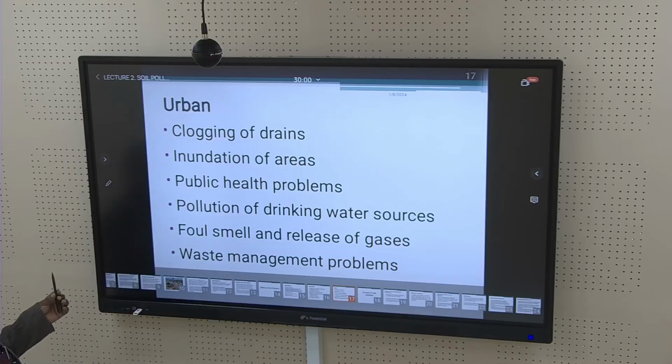In urban areas, the role of urbanization in soil pollution includes clogging of drains, that means the drainage system, because of concentration of settlement, inundation of areas, public health problems, pollution of drinking water sources, foul smell and release of gases, and waste management problems.